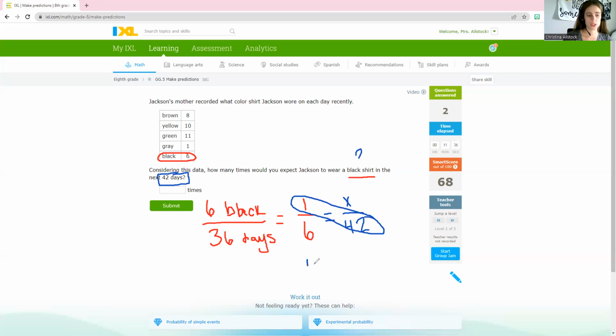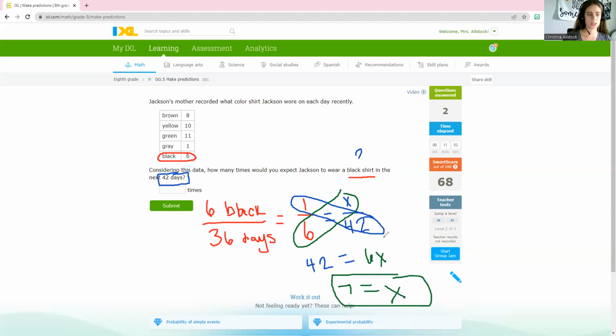1 times 42 is simply 42. And then 6 times x is 6x. Divide that, and we get the answer of 7. So we can predict that over the next 42 days, Jackson will wear a black shirt 7 different times.